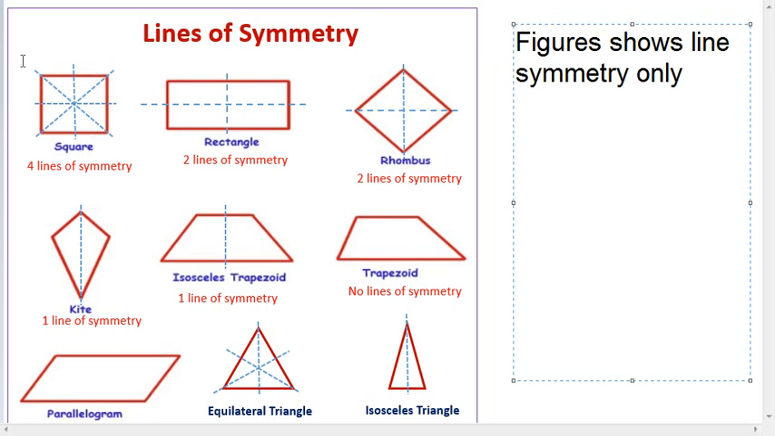Square, yes, more than 2. If you fold it from any of these lines, it will look the same. Rectangle only 2. This rhombus 2 only. Then kite remains, these all we don't want. Parallelogram, no line of symmetry. So for line symmetry, square is more than 2.